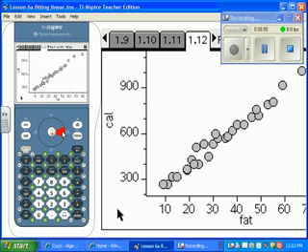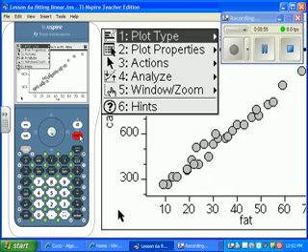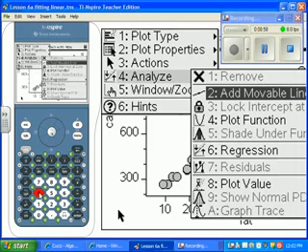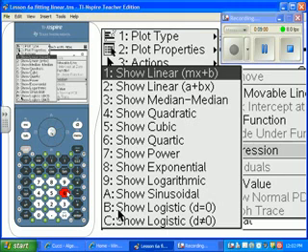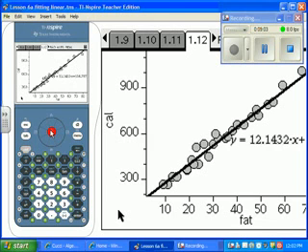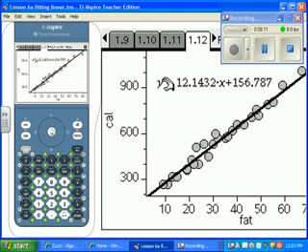Who remembers what it said to do? Regression. Menu. Analyze. Not add movable line. Regression. Show linear. And it puts it right in there for you. What's show linear? MX plus B. And here is your regression line. Oops. Yes. Control Z. Okay, so there's your regression line.